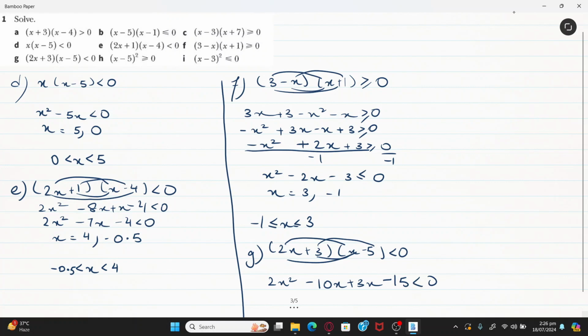Okay, so the thing is, what we're going to do now is make a line so that I can have some separation. What I'm going to do is take this 2x squared as it is. Negative 10 plus 3 is going to be negative 7x, minus 15 is lesser than 0. I'm going to input my values into the calculator, which is going to give me negative 7 and negative 15.